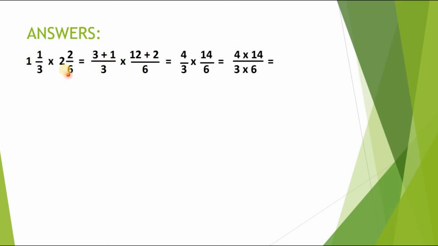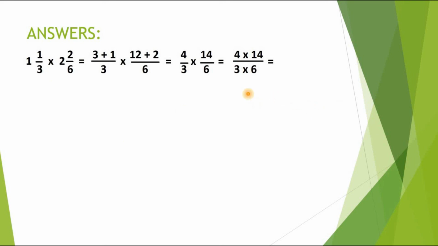And then, 6 times 2 is equal to 12. And then, plus 2. Dito, all over 6. And then, we add na 3 plus 1 is 4 over 3. And 12 plus 2 is 14 over 6. So, now we have 4 over 3 times 14 over 6. Okay? Ganito magiging itsura niya.